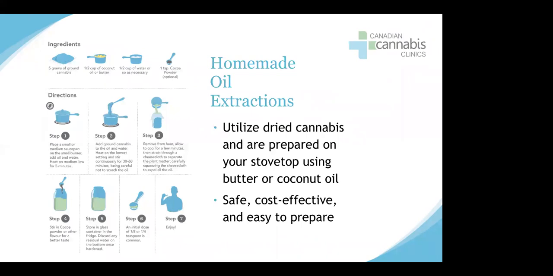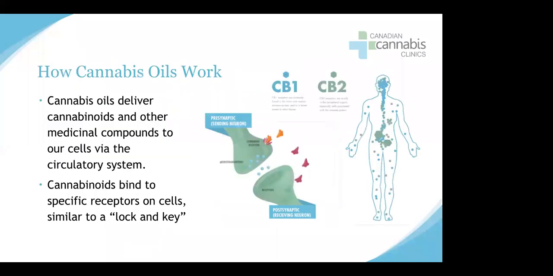So the next big question, how exactly do cannabis oils work, Barb? Can you speak to that one? Certainly, I can. Cannabis oils deliver cannabinoids and other cannabis plant extracts, things like terpenes, to our cells via the circulatory system.